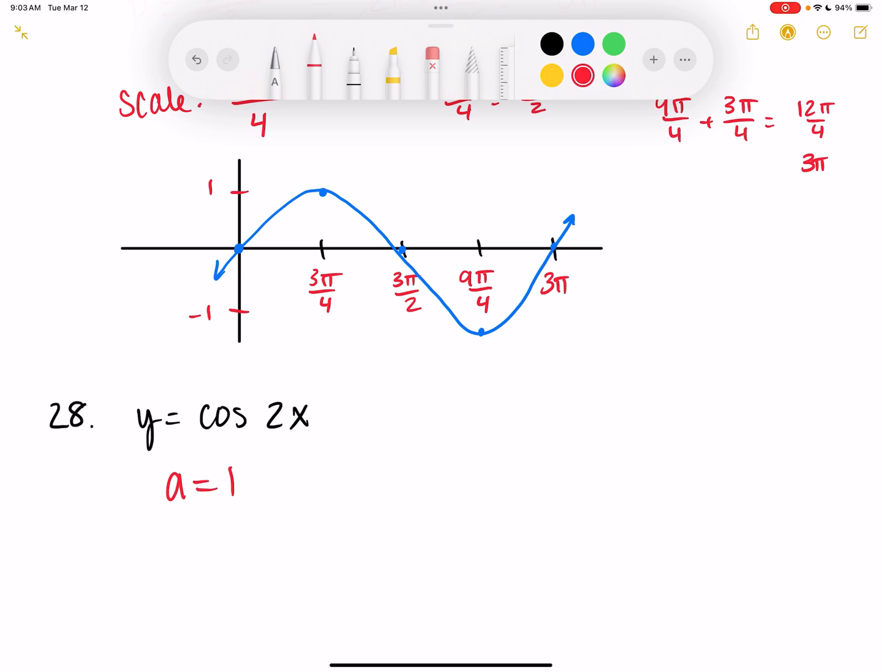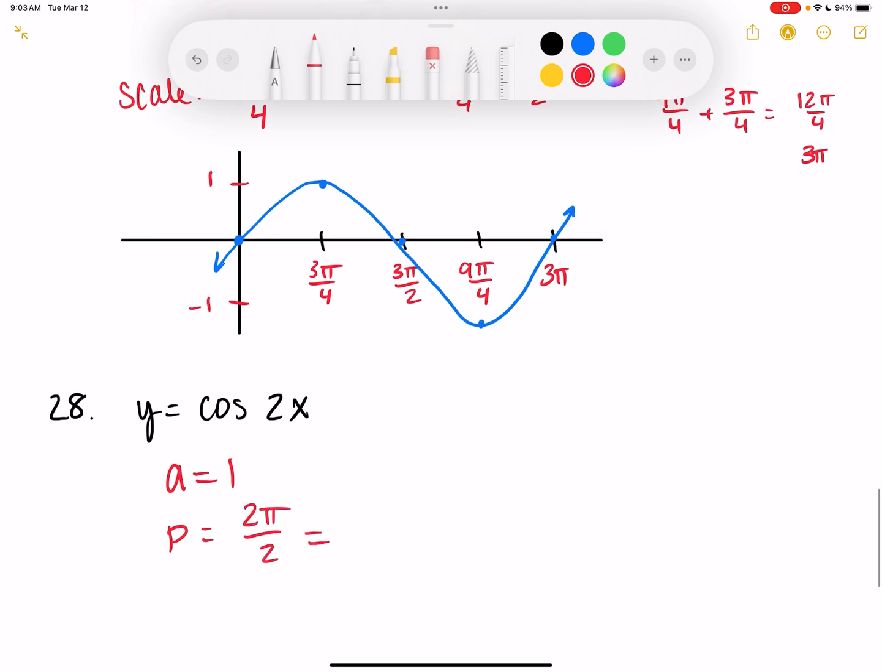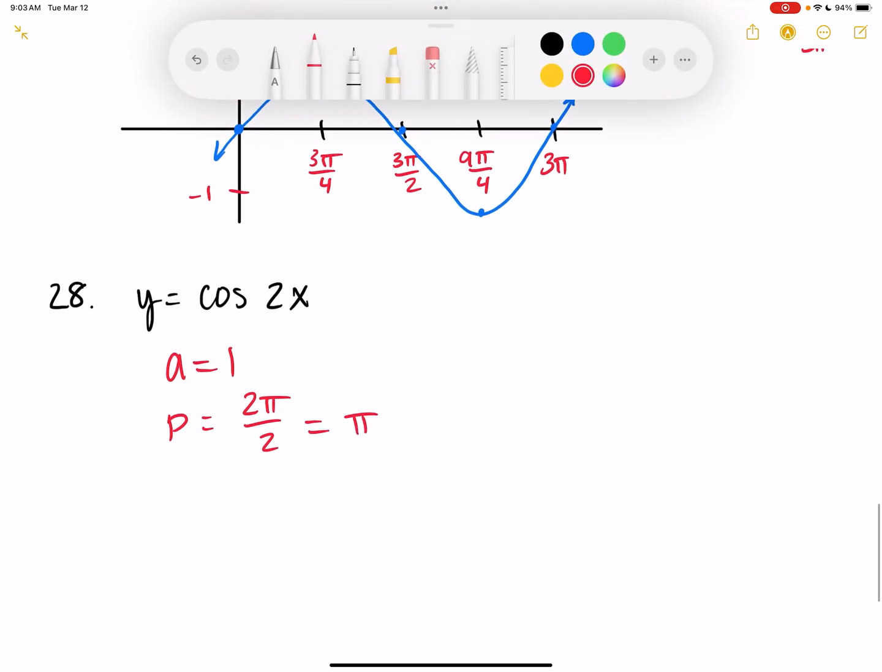So the period is, what's the formula? 2 pi over b. B is 2 in this case, so 2 pi over 2, which reduces to pi. Then what's step 3? Scale. Pi over 4, so the period divided by 4. Is this reflected? No, it's not negative.